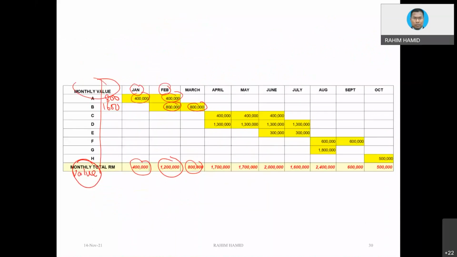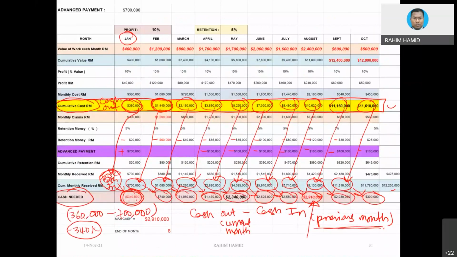Okay, now let's take a look at monthly receive. Monthly receive is this row. You must focus on this row. On September, okay, September work. Actually, September work, you count this is the first month, second, third, fourth, fifth, sixth, seventh, eighth, ninth. The ninth month here, September.